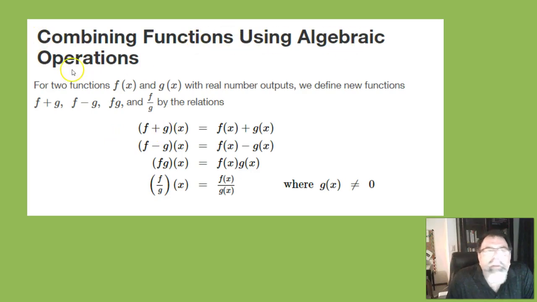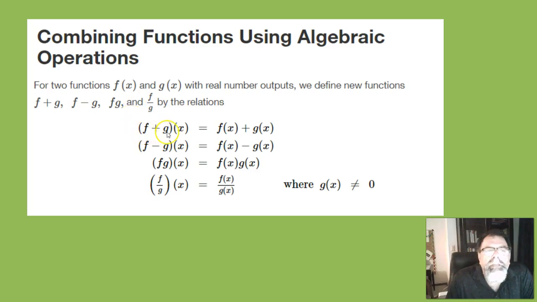Combining functions using algebraic operations: for two functions, f of x and g of x, with real number outputs, we define new functions f plus g, so the sum of the two functions, or the difference, f minus g, or the product, so f times g, and then the quotient, which is f divided by g. Okay, so we're going to define these new functions.